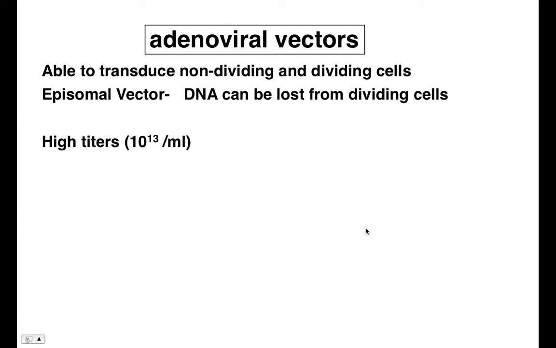So these are able to transduce non-dividing and dividing cells, which is important. If you're targeting cancer, you only want to target dividing cells, usually not non-dividing cells. So this is a mark against adenovirus as an oncolytic vector.